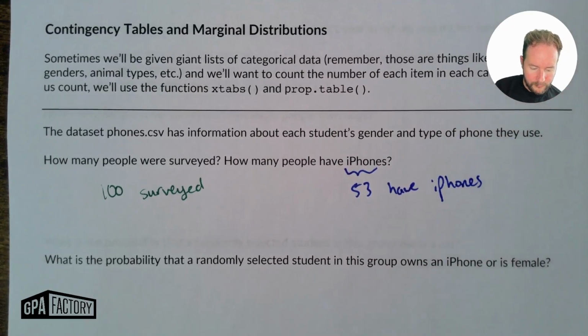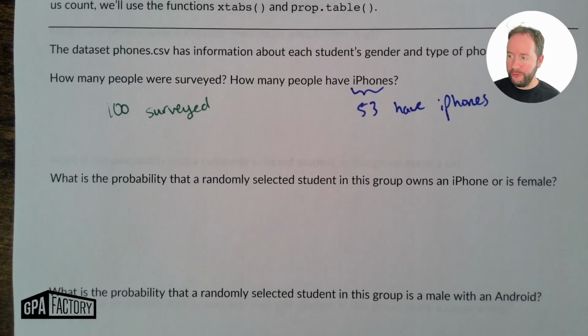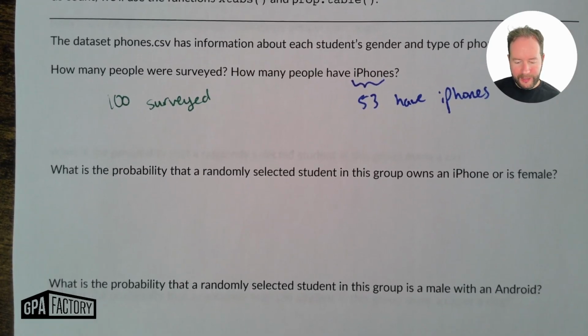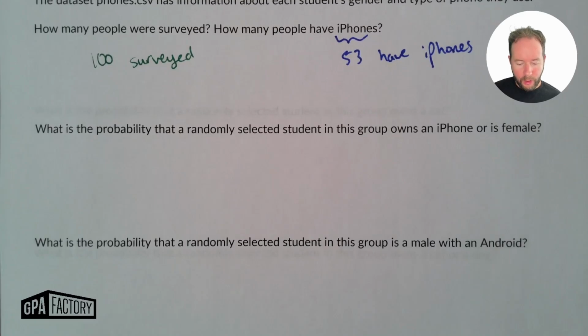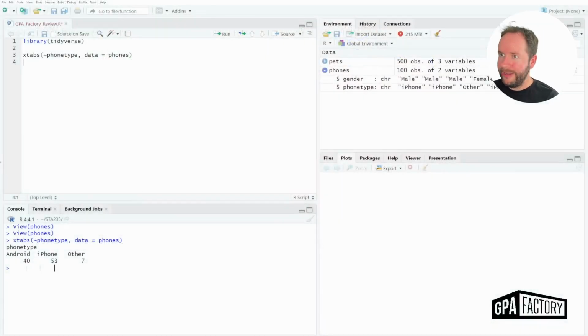Great. All right. The next question says, what is the probability that a randomly selected student in this group owns an iPhone or is female? So let's move this up a little bit. Owns an iPhone or is female. So I'm going to go back to RStudio, and now we want to do probability.